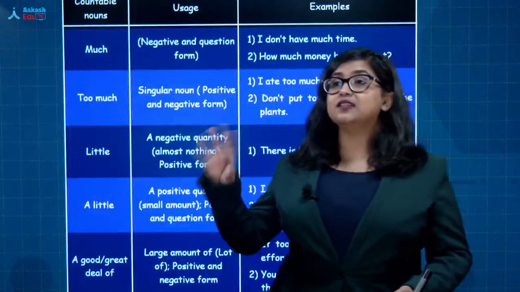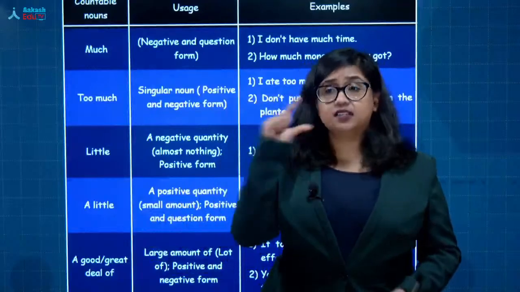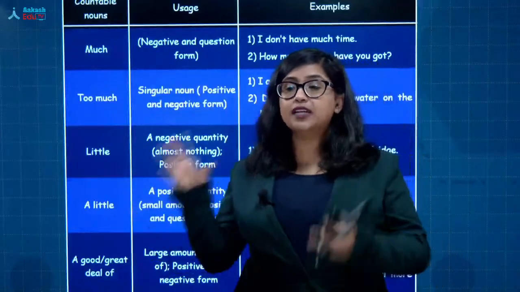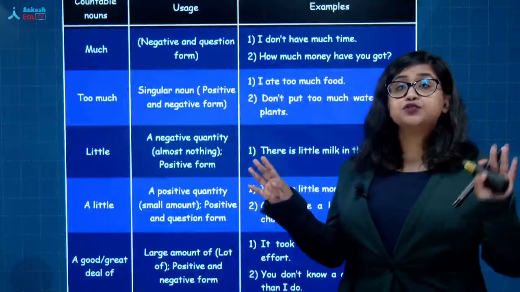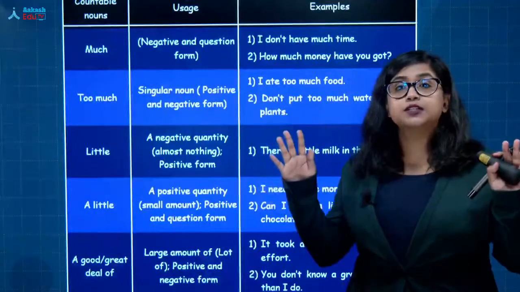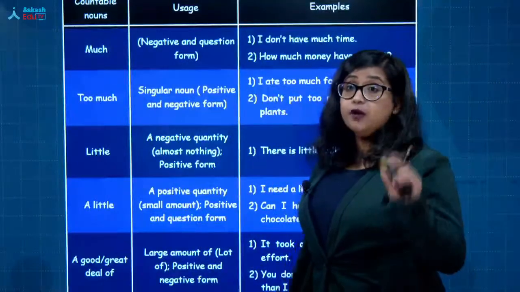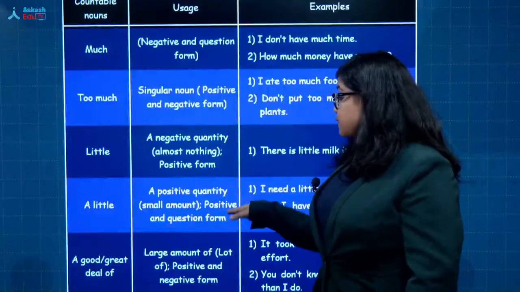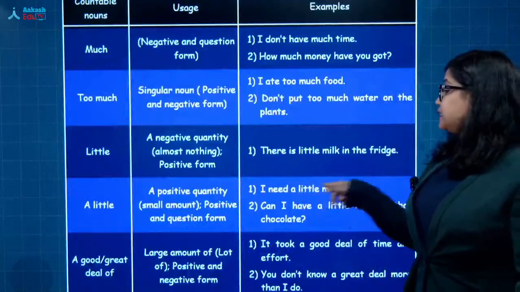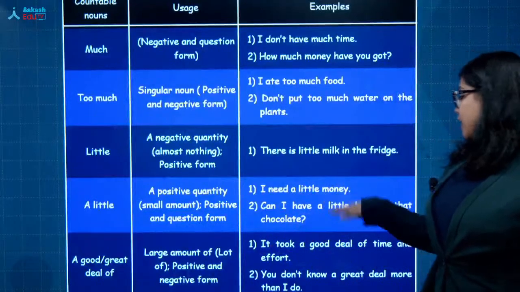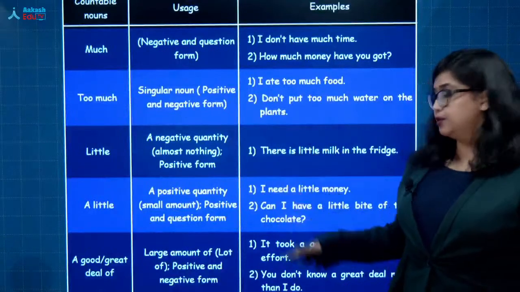That means the quantity is almost nothing. But when I say there is a little milk in the fridge, I'm talking about it in a positive term. I'm talking about the existing quantity. Alright, so a few and a little. A few is used for countable nouns, a little is used for uncountable nouns. A positive quantity talks about a small amount, used in positive and question form. For example, I need a little money, and can I have a little bite of that chocolate? This is how we use it.